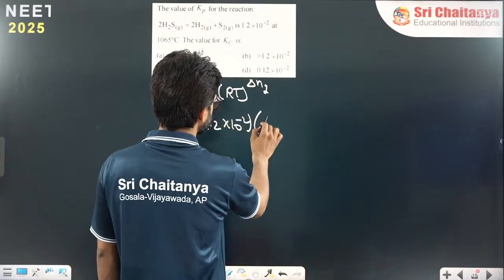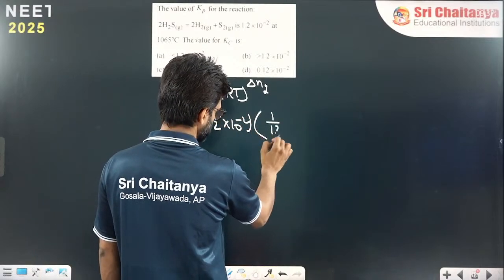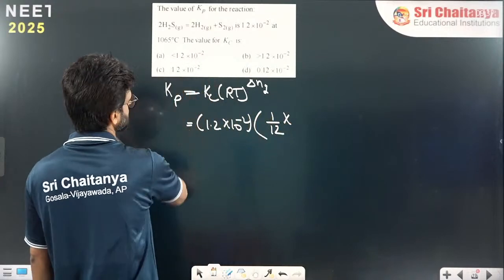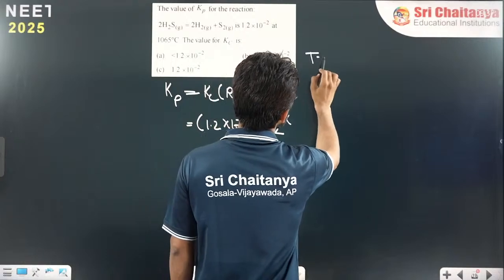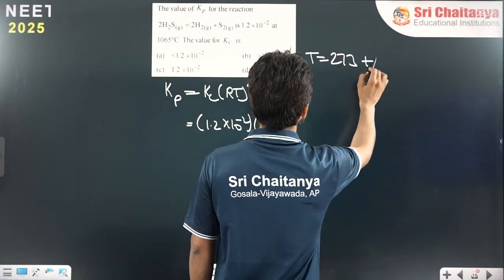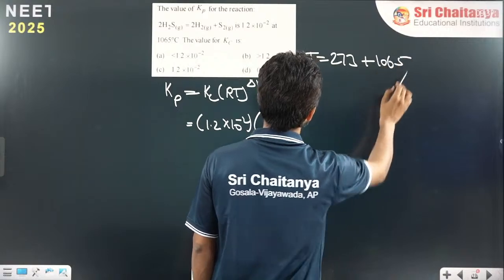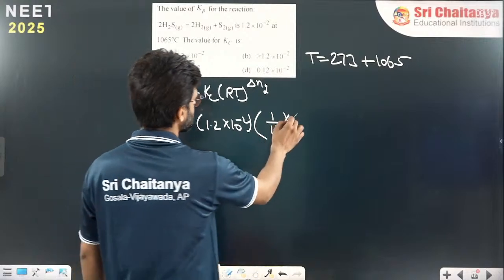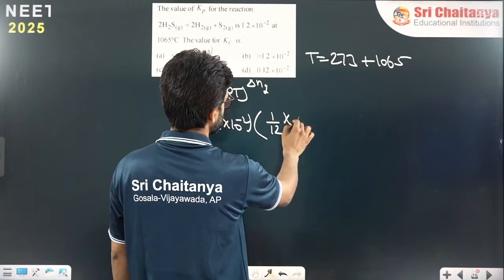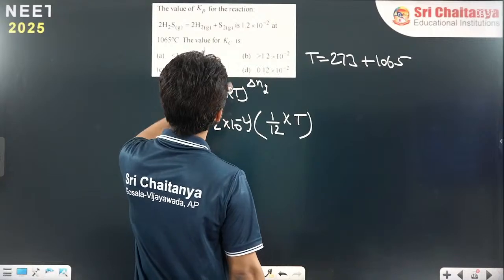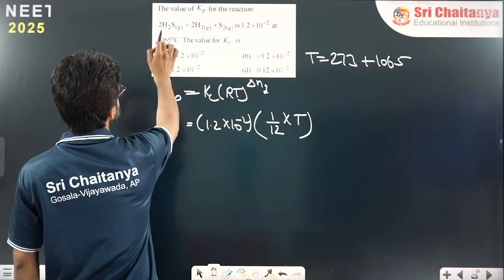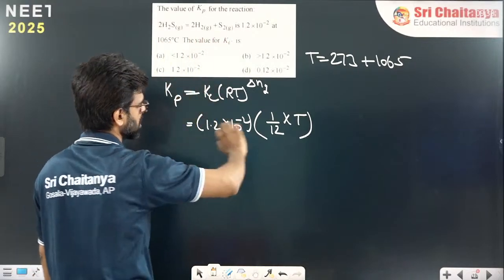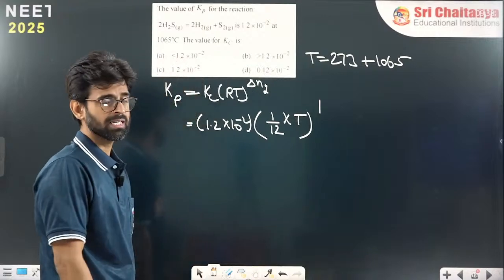So the R value will be 0.0821. T they gave as 1065 degrees Celsius. You have to make it Kelvin. How? You will do 273 plus 1065. Whatever comes from here, you just keep this temperature here. And what is the value of delta Ng I need? Here I have 2 gas moles and here I have 3 gas moles. So 3 minus 2, how much is coming? 1. So easy to find.